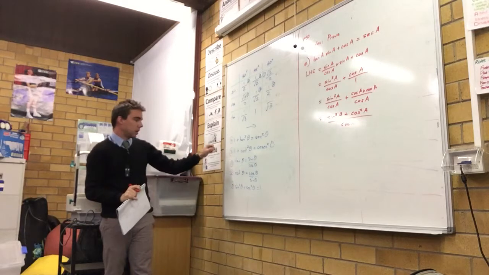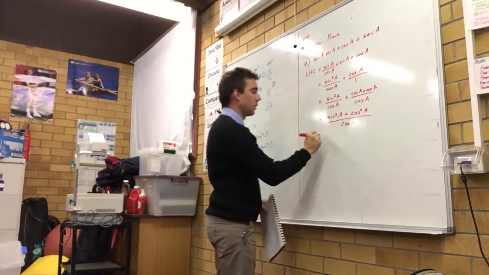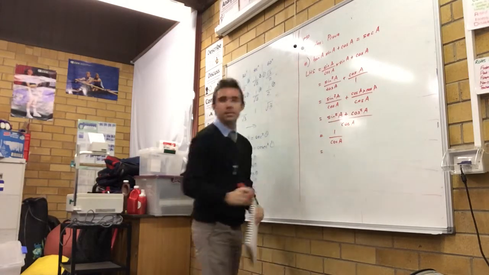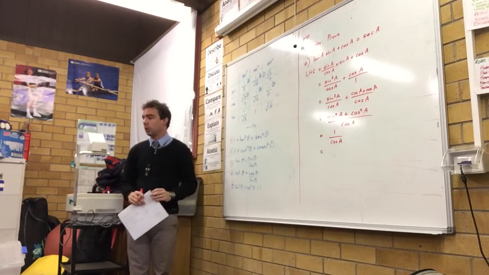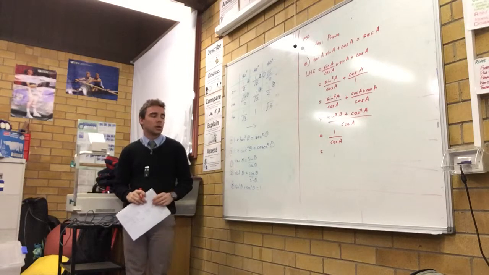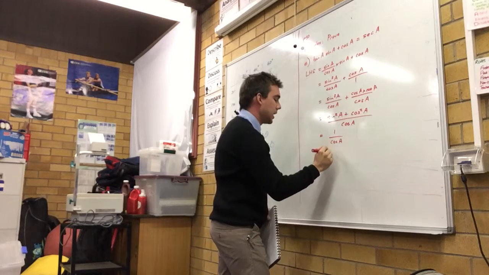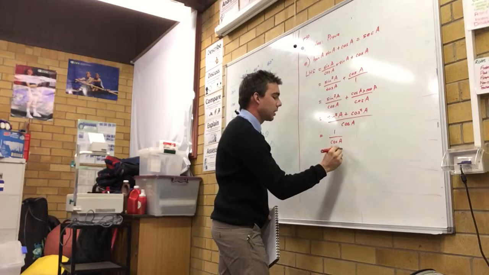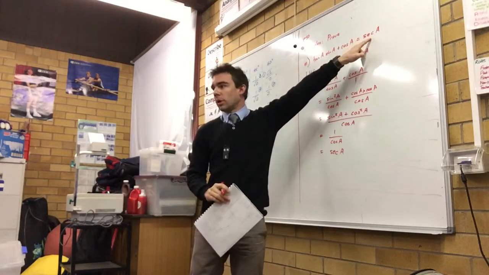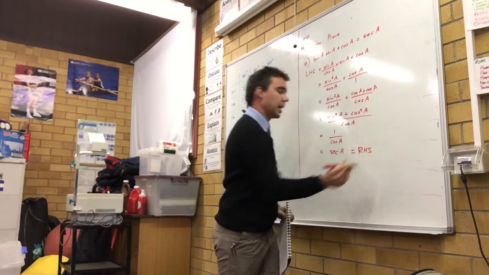And then using identity number 3, sine squared plus cos squared is 1. So it'll be 1 over cos of capital A, and then going back to your reciprocal ratios, 1 over cos, we need to pick the cosec, sec or cot that has C as the third letter, which is sec of capital A. And now we're equal to what we got on the right hand side. So equals RHS.